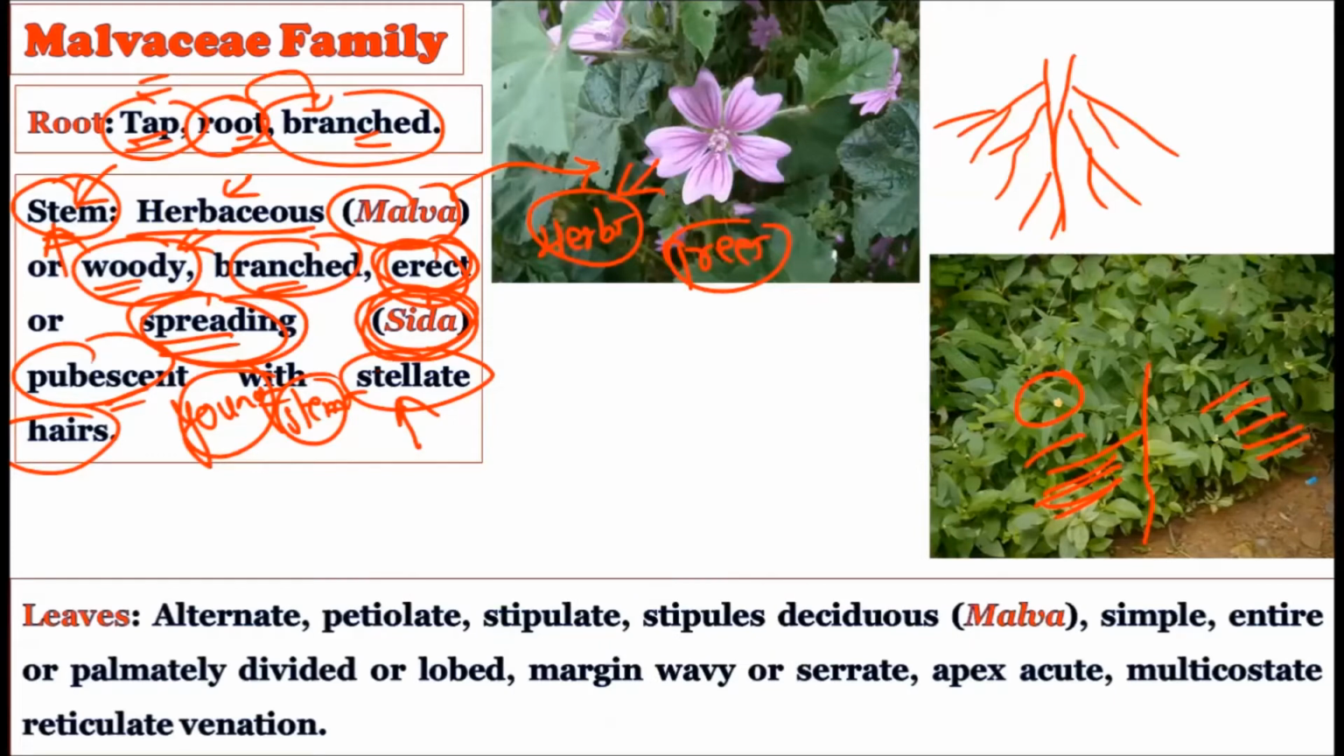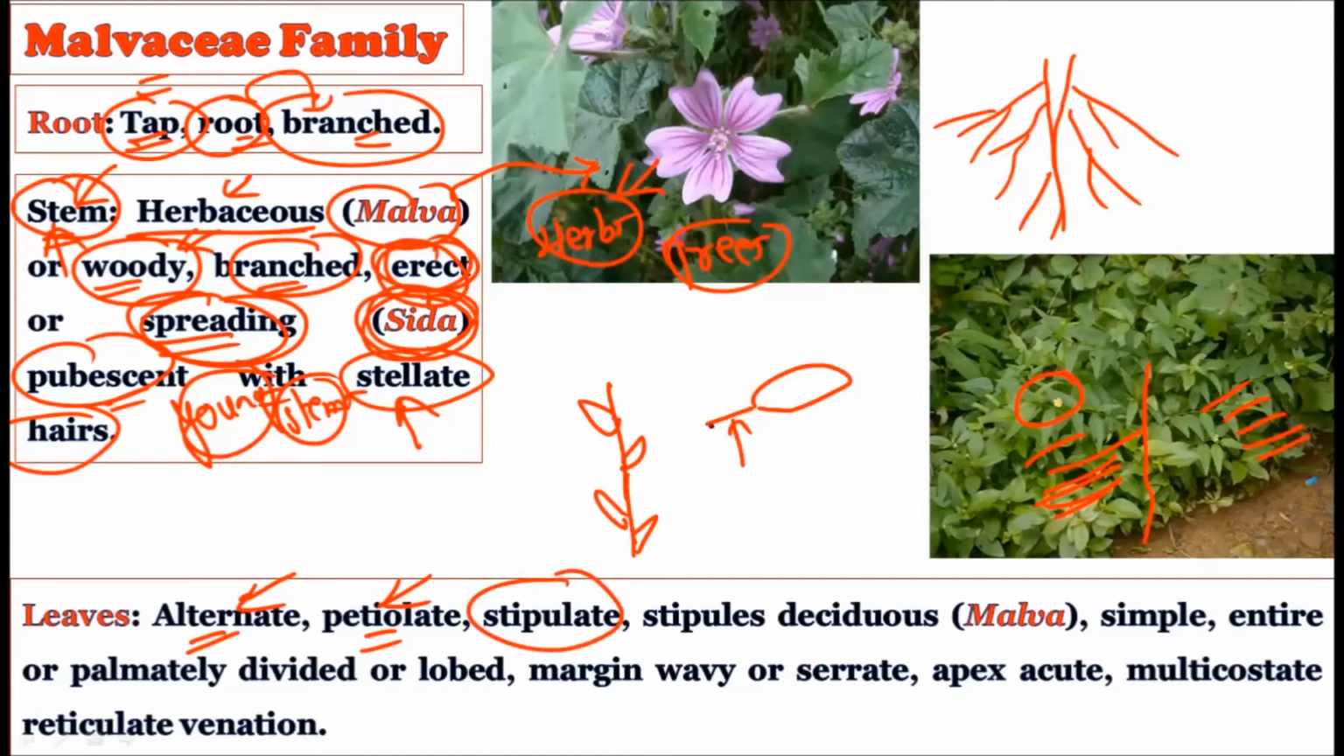Right, now let us consider the leaves, how the leaves are there. See, leaves can be alternate. Okay, and they are petiolate. Alternate means this type of phyllotaxy is there, right? The leaves are alternating with one another. Okay, alternate leaves are there. Then the petiolate leaves are there, that is the petiole is present. This portion is called the petiole. Okay. Then they are stipulate.